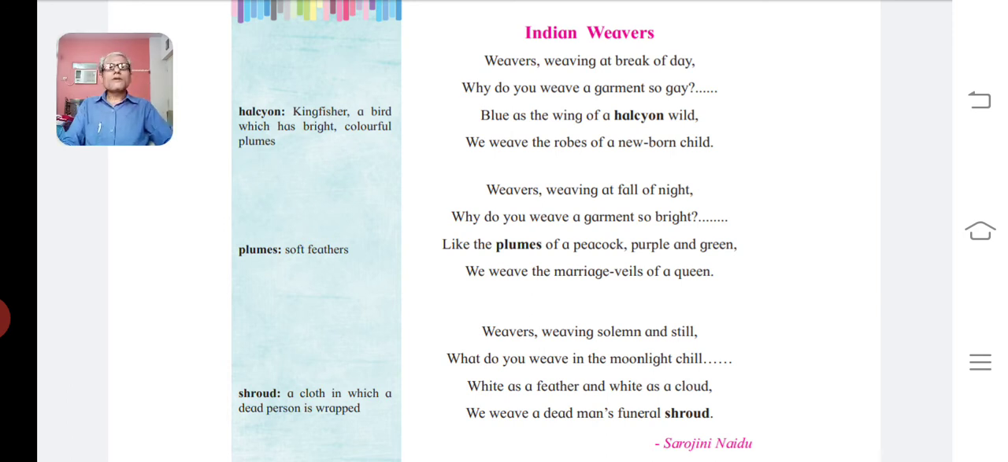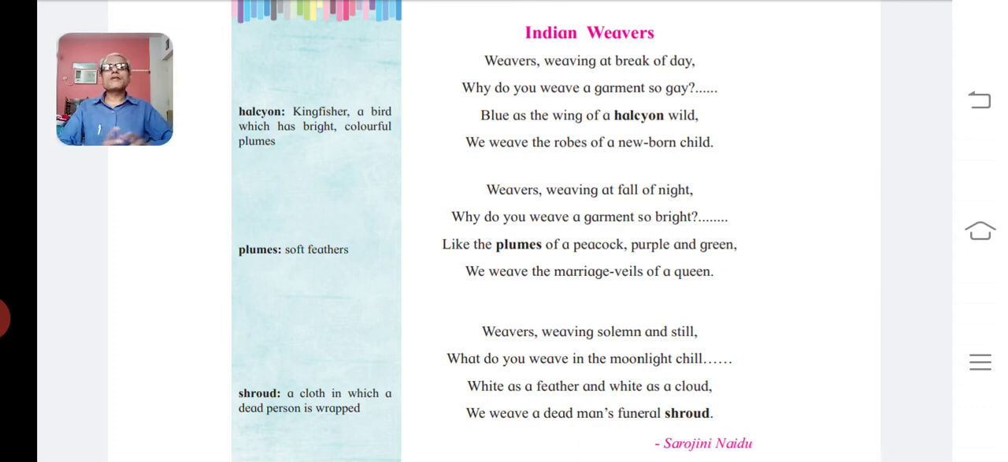Now in this poem, various rhyming words are used. I tell you the stanza wise. First stanza or the rhyming words in the first stanza are day, gay, wild, child. In the second stanza, night, bright, green, queen. In the third stanza, still, chill, cloud, shroud.